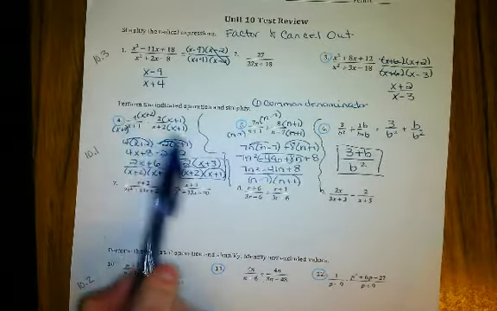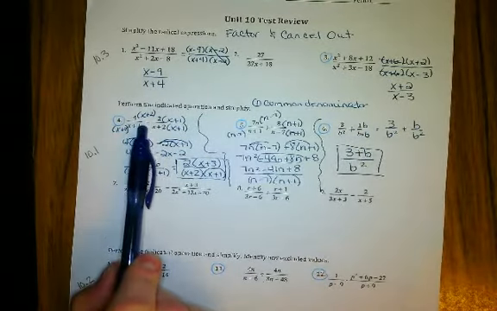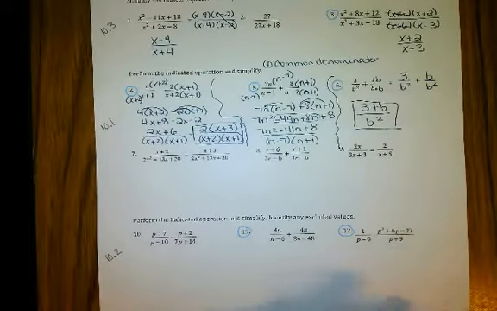So the most important thing about these is when you're doing the subtraction, really make sure you distribute that negative. That's where the most common mistakes are going to happen. Okay, so you should be able to do the other ones on your own now. Okay, so let's take a look down here.